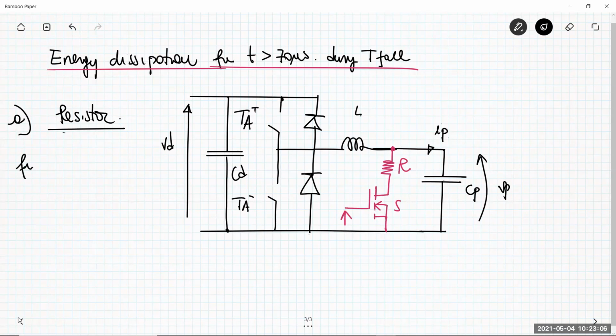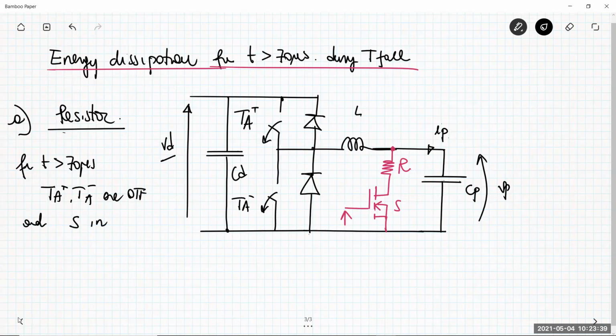For t higher than 70 microsecond, Ta plus and Ta minus are off, so both left open. So the half bridge is disconnected. There is no connection between the voltage VD and the output side. And at the same time the switch S is on.